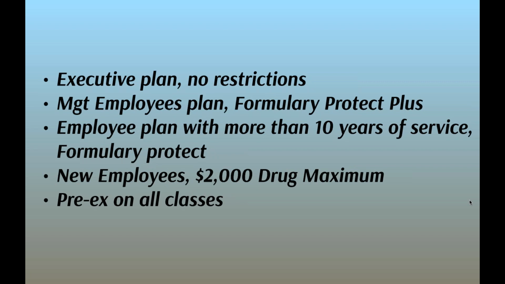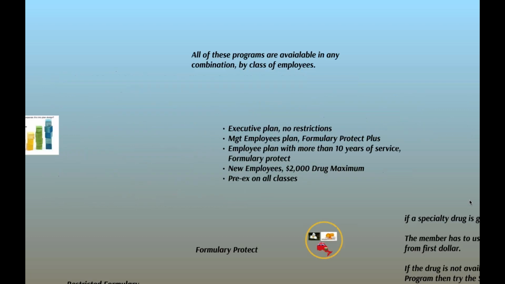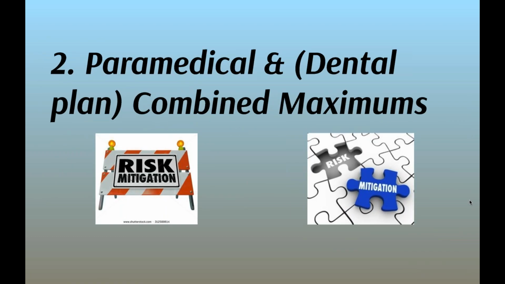So, as we mentioned here, the slide's a little redundant, but the executive plan's got no restrictions. A management plan has the Formulary Protect Plus plan. There may only be one member in that particular group. The employees with more than 10 years of service have Formulary Protect, and new employees have a $2,000 drug max, and there's a pre-existing condition clause put in place on all classes. This can be a 10-person group. You can have risk mitigation for the different groups within the group. It's as simple as that. These are the kind of conversations you need to have with your employer. It's not one size fits all.